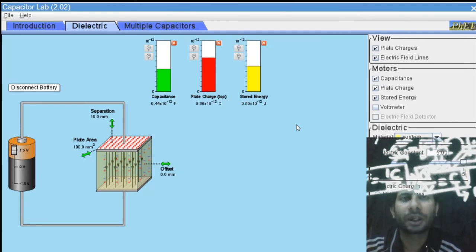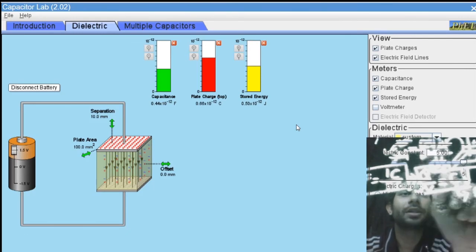Thanks for watching and observing the phenomena, which is how the capacitance increases or decreases depending upon three parameters. One is permittivity, the second is the area of the plates, and the third is the separation between these plates.